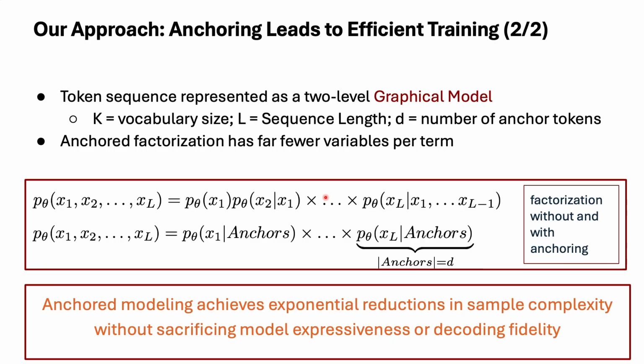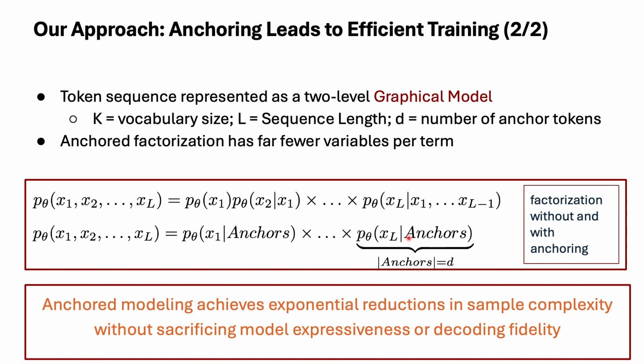Whereas if you believe that there is a small number of anchors that actually are the right things to think about, then a decomposition would be very different. It would be the first token given the anchors, times the second token given the anchors, all the way up to the last token given the anchors. Once you have that, if you have only d anchors, each one of these terms is a function of just d plus 1 variables, which is much smaller. So if you have a supervision method to deal with this, you can see that the sample complexity is going to be dramatically lower, and with the same data, you can learn much better models.